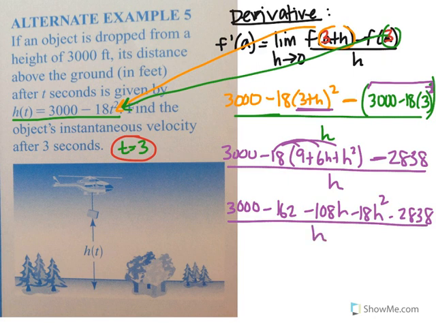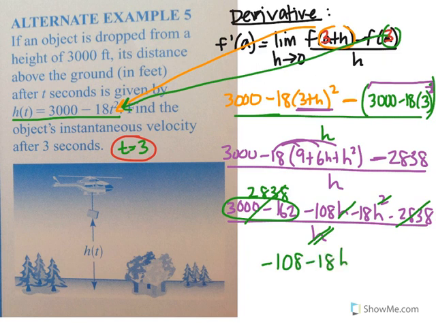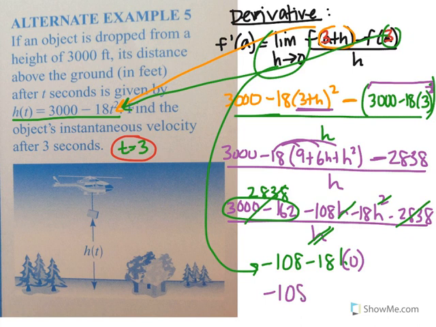Alright, so now let's simplify. When I combine the 3,000 minus the 162, I end up getting the 2838. Notice how these end up canceling. Your numbers should always cancel. You should only be left with things with h's when you're finding derivatives. So now I can cancel this h with that one, and this one will also cancel with one of those. What I'm left with is negative 108 minus 18h. Now I can find the limit as h approaches 0. I can now plug in 0. So I'm going to get 18 times 0, and so basically I get a negative 108.